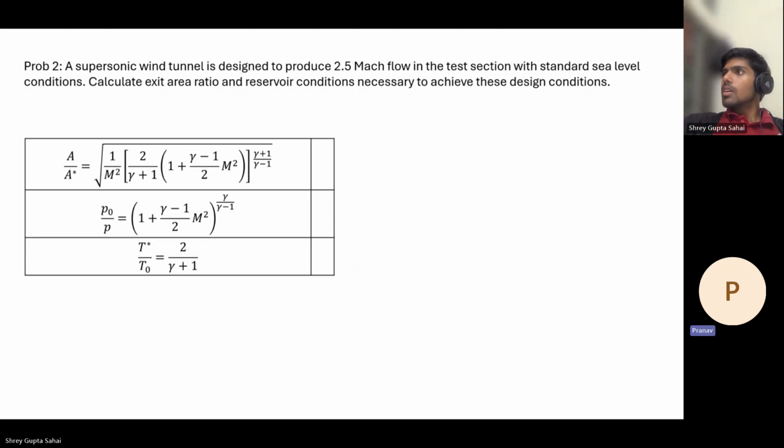Yeah, I think the area ratio, we have the Mach number, so from that we can get the area ratio. Okay, let me just go and see what is the area ratio corresponding to Mach 2.5. Check.